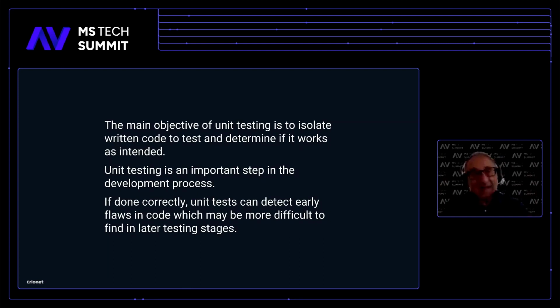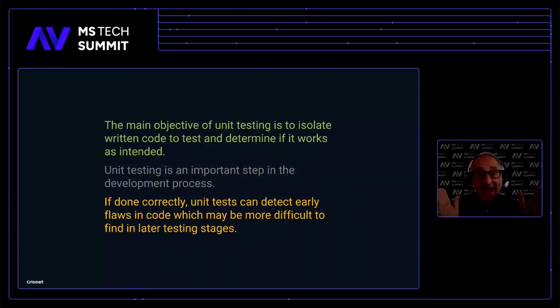But now let's put some colors on this slide. The green is a sentence that is anything but arguable. It's absolute truth. The main objective of unit testing is to isolate written code and determine if it works as intended. What we can argue in this sentence is the definition of written code. What do you mean exactly by written code? What is the size of it? What is the location of it in the whole code base of the entire application?